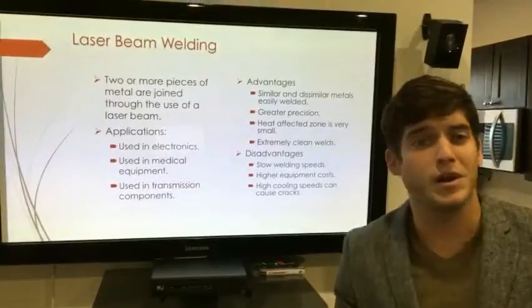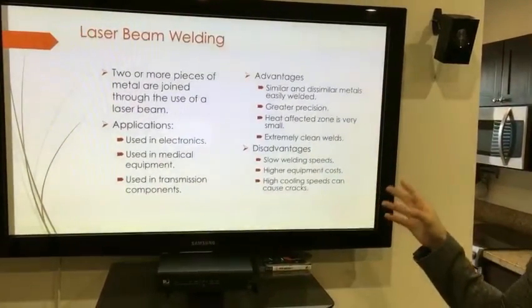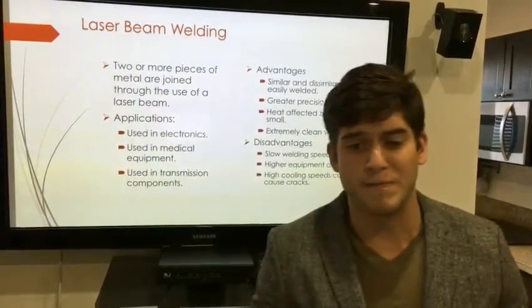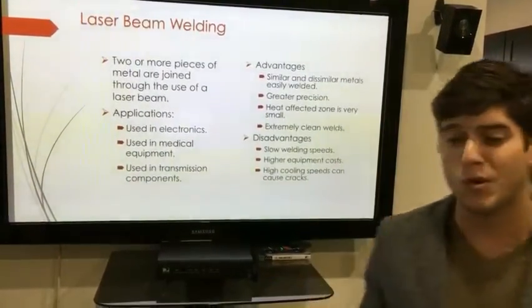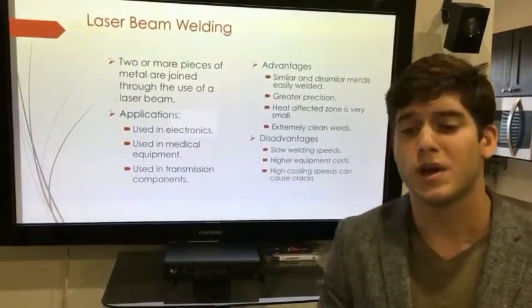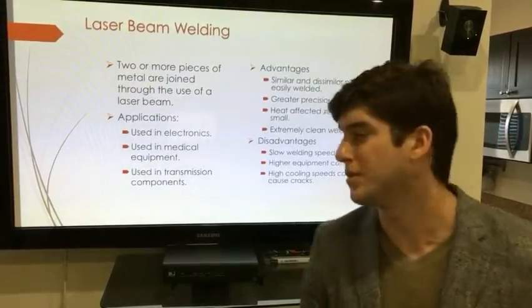One of the advantages is that similar and dissimilar materials can be joined together. It has great precision, and the heat affected zone is very small. The disadvantages are slow welding speeds, which is not very good, higher equipment costs, and the higher cooling speeds can cause cracks on the welded parts.